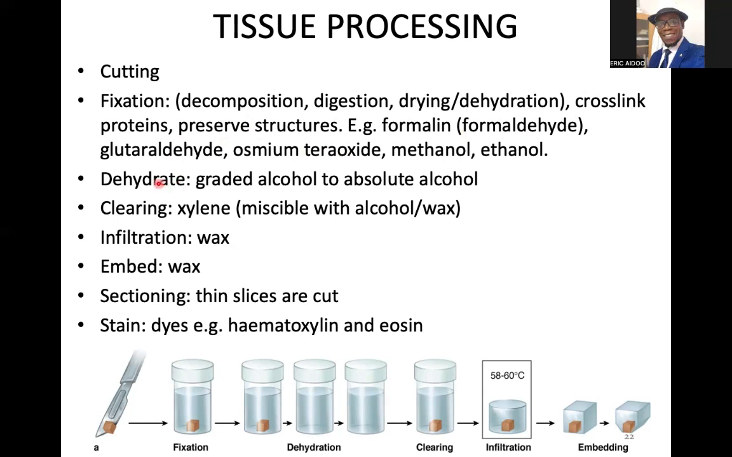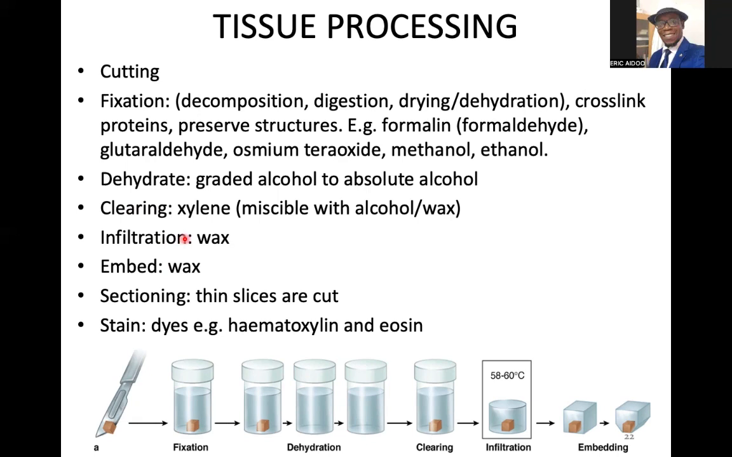Then the third stage will be to dehydrate in graded alcohol to absolute alcohol. So you have the graded alcohol in different percentages, as you see. So you can have like 70%, 80%, 90%, 100%, okay, in that order. Then you come to infiltration. I've deliberately ignored the clearing because I want to do some connection here. So you need to infiltrate the tissue with wax or paraffin.